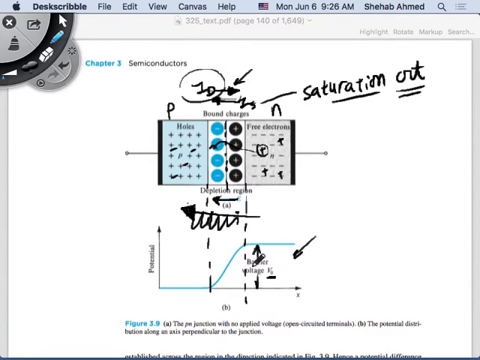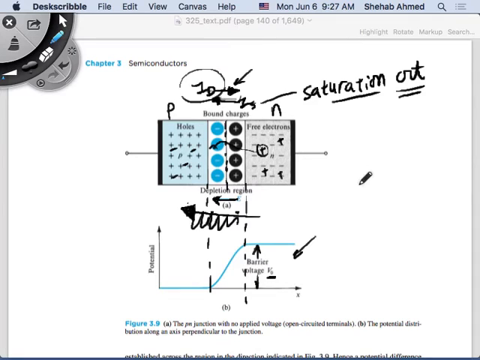You will still have some diffusion happening, right? And even when your IS has increased, you will still have some small value of diffusion. But the total value of current is the difference between them. So if there's a small value of diffusion current and a larger value of saturation current, the sum is what?